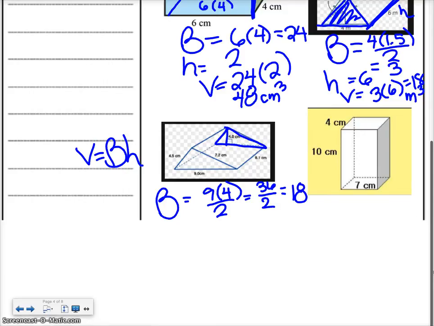Now my H connects my two parallel faces, my bases. So what connects it to the other triangle? That's an 8.1, blurry, but it's an 8.1. And then you times them together. 18 times 8.1 is 145.8 cubic centimeters.